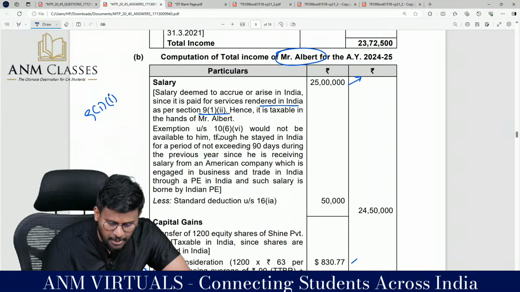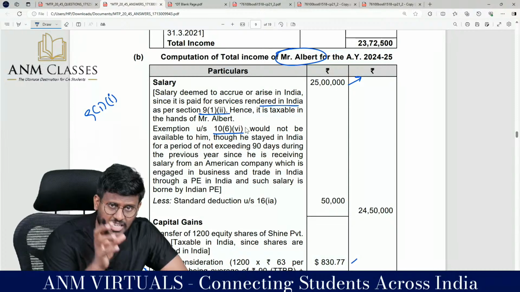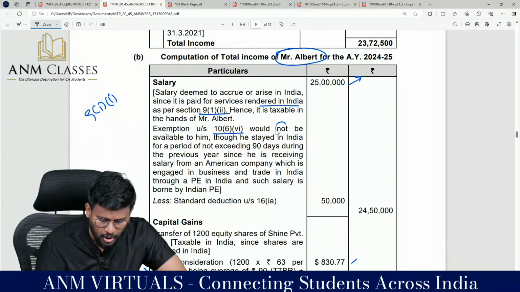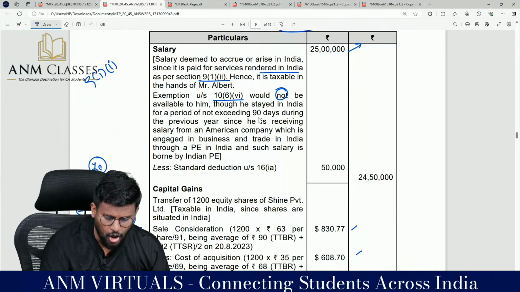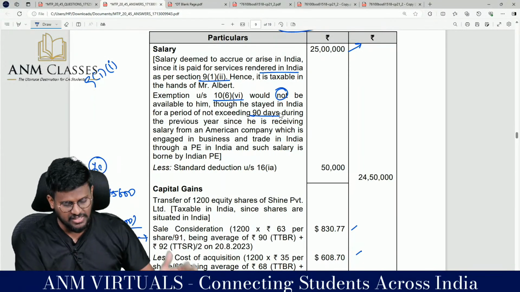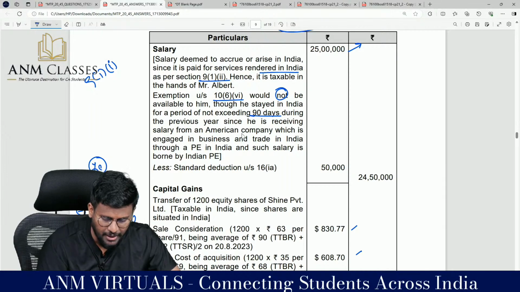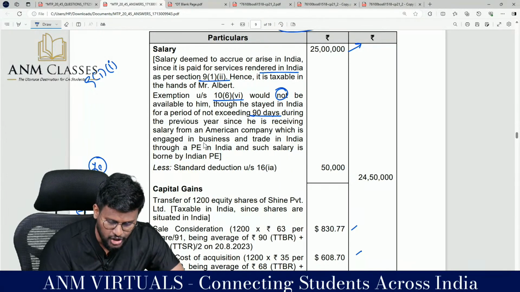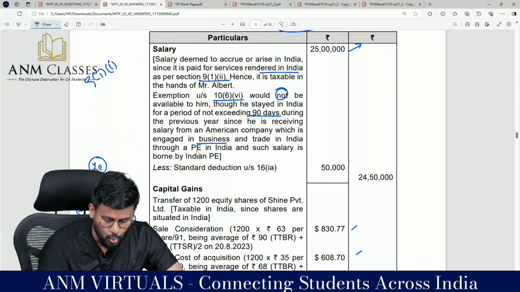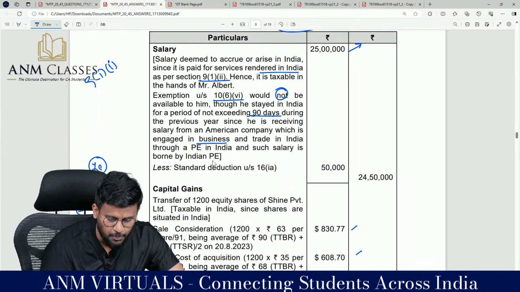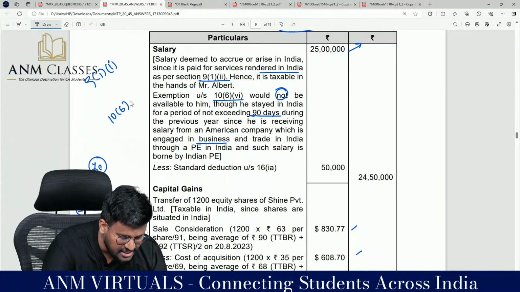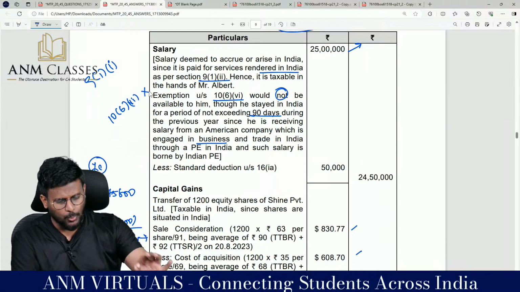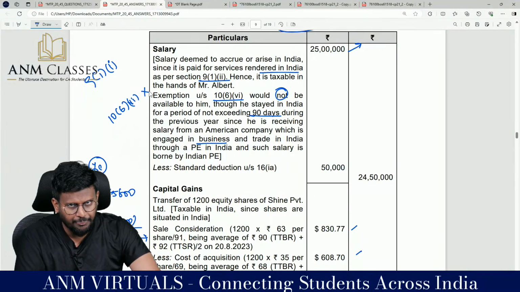Exemption under section 10 subsection 6 clause 6 would not be available to him. Though he stayed in India for a period not exceeding 90 days during the previous year, since he is receiving salary from an American company which is engaged in business and trade in India through a PE in India, and such salary is borne by the Indian PE. So the exemption under section 10 subsection 6 clause 6 cannot be enjoyed. That 25 lakh will be taxable in India.